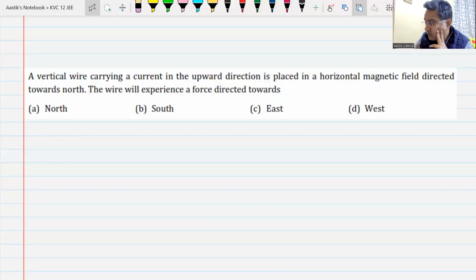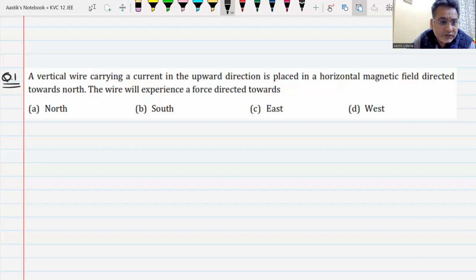And this is the first question on the same point. A vertical wire carrying a current in the upward direction is placed in a horizontal magnetic field directed towards north. The wire will experience a force towards which direction? I'll give you 1 minute to think about it.